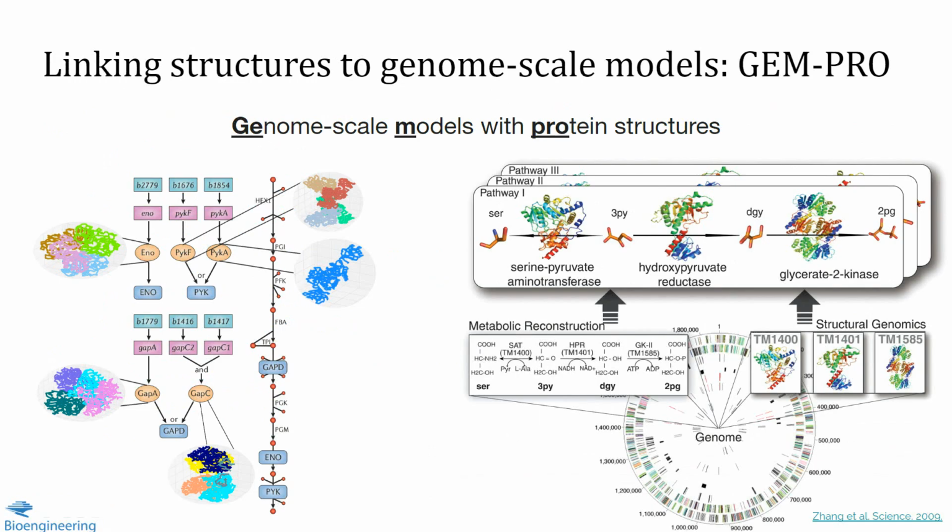Calculating some or all of the protein properties we talked about for an entire genome can give us a genome-scale model with protein structures, or GEMPRO for short. From a systems biology perspective, we look at cells as a network of reactions the cell genome is capable of carrying out. For each reaction, there is an associated gene and logically a protein that carries out this reaction. Mapping all the proteins in the network to a protein structure is how we create GEMPROs for different organisms.